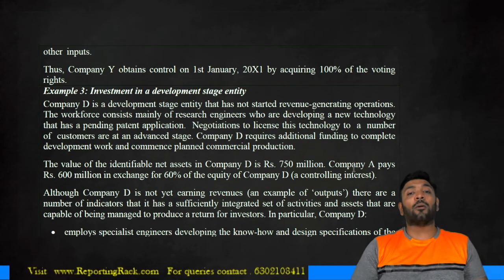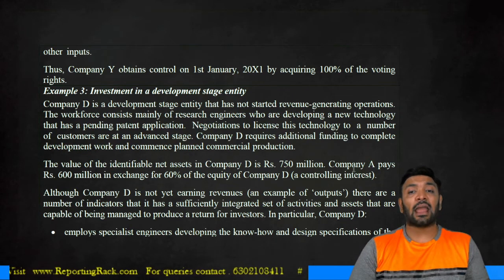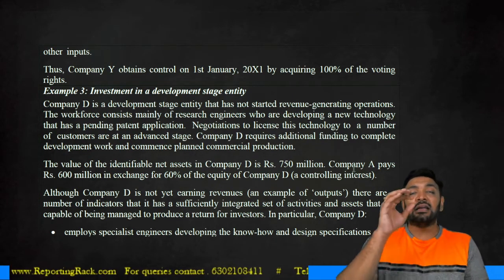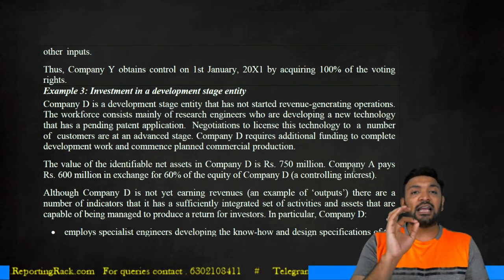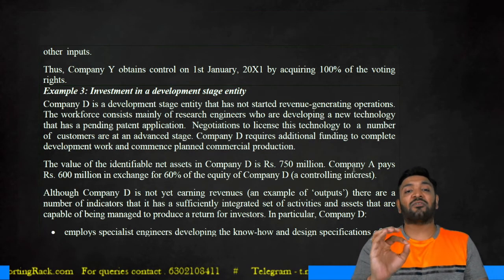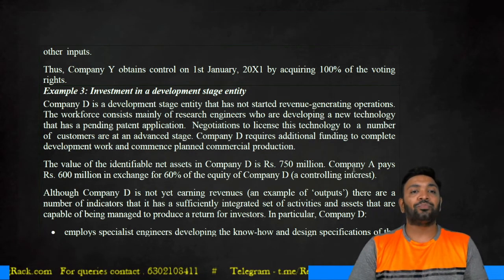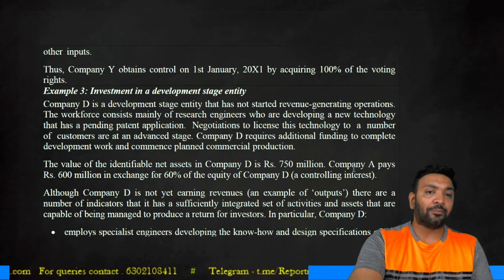Thus, Y obtains control on 1st January by acquiring 100% of voting rights. It should be covered as per Ind AS 103 and should be classified as a business combination. Look at example 3 then.